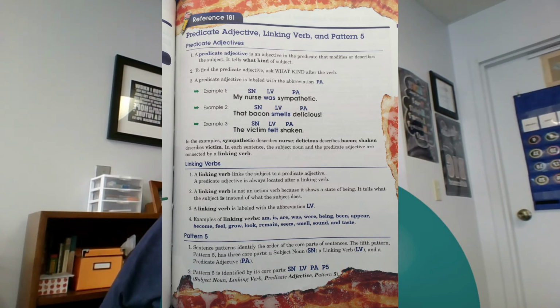Okay, sentence patterns identify the order of the core parts of the sentence. In the 5th pattern, we have 3 core parts. We have subject, noun, linking verb, and predicate adjective. So we're going to identify it this way: subject, noun, linking verb, predicate adjective, P5, pattern 5. All right, now turn the page and I want you to look at the pink box and let's just read through that together. This is on page 634.